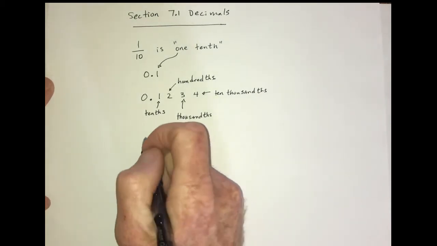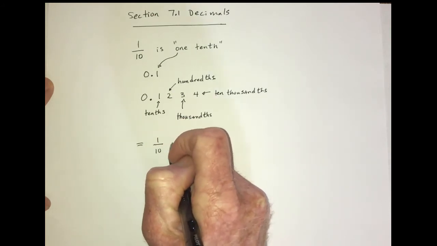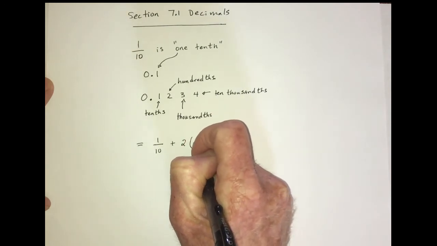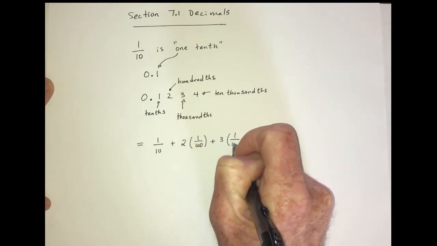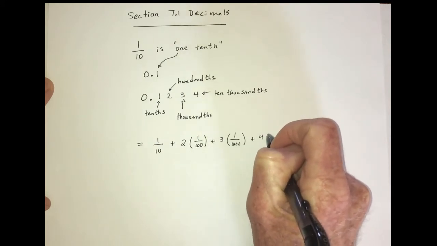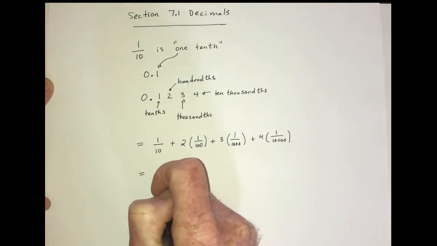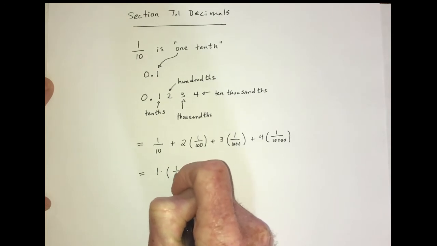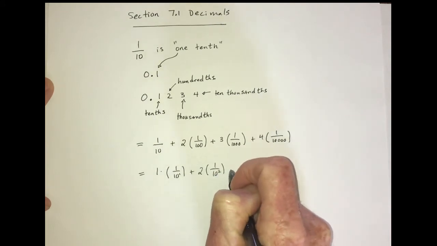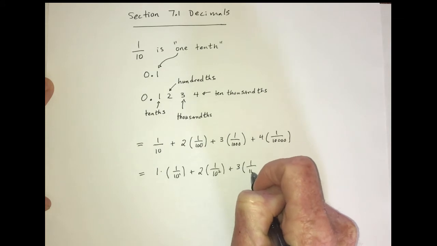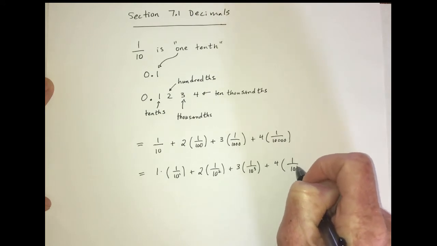Or even another way to look at it is that the number is equal to 1/10 plus 2 of them that are 1/100th plus 3 of them that are 1/1000th plus 4 of them that are 1/10,000th. Or even another way to look at it: it's a 1 times 1 over 10 to the 1. Next is 2 times 1 over 10 squared. 3 times 1 over 10 cubed. And then for 10,000, that would be 1 over 10 to the 4th.